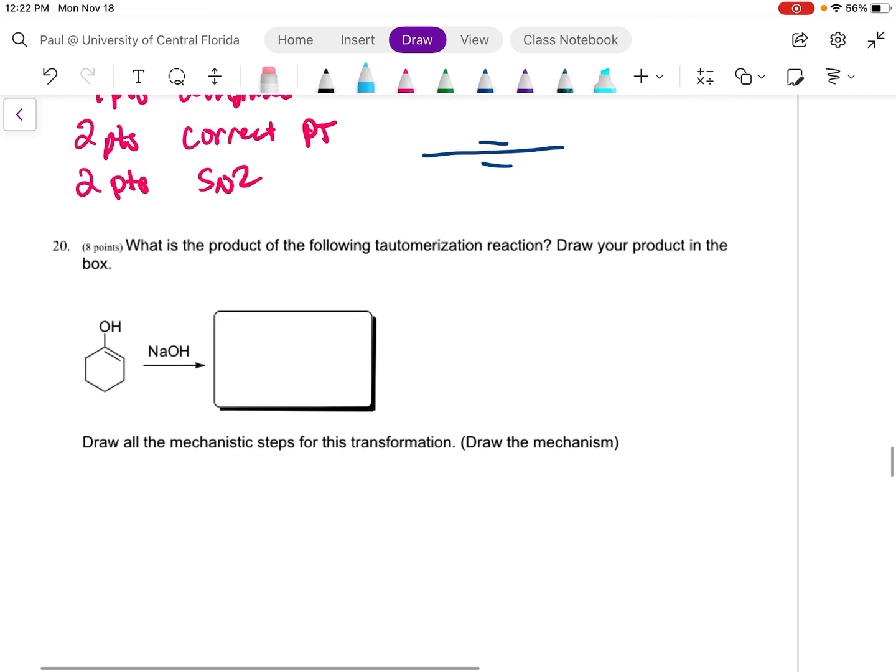And then the last one, told you what it is. The reaction is tautomerization, which means we just take the enol and convert it to the keto form, which looks like that. If you drew that product, you got 3 points. And then the mechanism part.